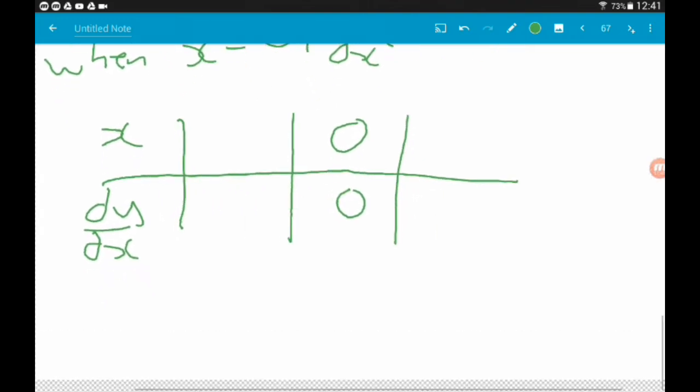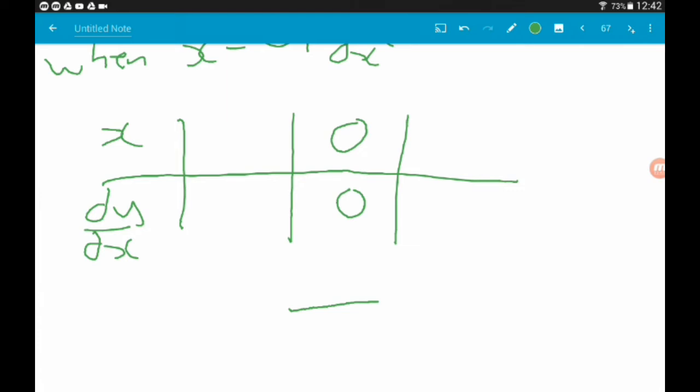So at this point, the gradient is a straight horizontal line. There is no gradient here. Now, let's go one place to the left and see what's happening. So let's go for when x is minus 1.